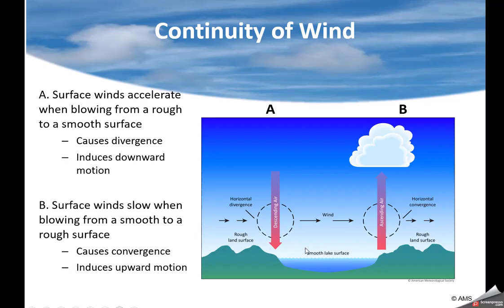That air will move pretty quickly across the smooth lake surface. Now it's going to hit the mountains and rough terrain. It'll slow down. When it slows down, air piles up. We wind up with rising air. That is why when a sea breeze hits or a lake breeze occurs, you wind up with showers and thunderstorms sometimes along it. Lake effect snow is a classic example of that in the wintertime.